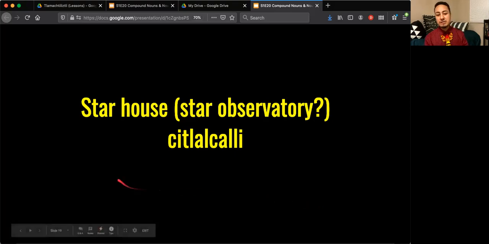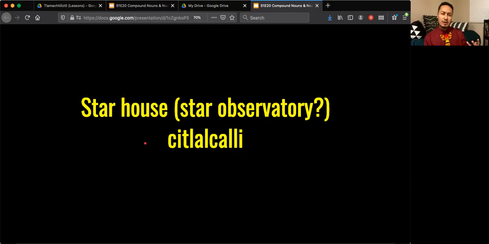Now this is a constructed word, and I'm not 100% sure if you were to say this in modern Nahuatl, they might ask you what you mean by star house. But this is just to illustrate how you combine nouns in Nahuatl, and in theory you could use this for star observatory. We know that the Nahuatl people don't currently have Nahuatl star observatories, but maybe one day they could.